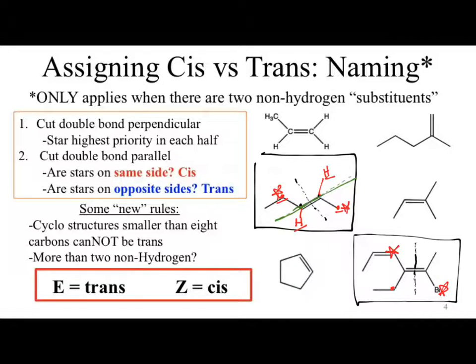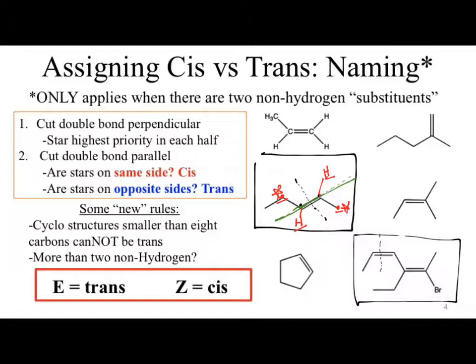Dang it. Change my mind. I don't want to do that one. Let's do the other double bond. We already have a trans. So let's go look at this double bond. Let's cut that one in half.